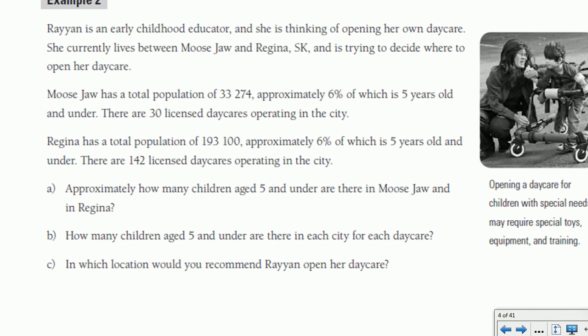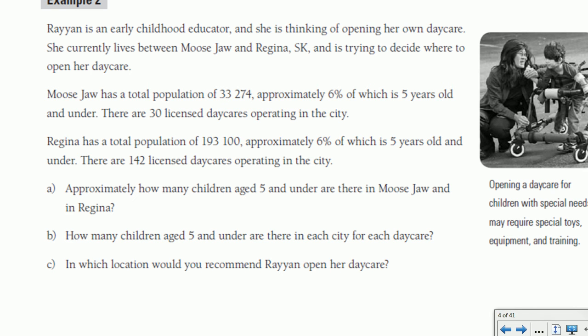So in this scenario, we have somebody looking to open up her own daycare. She currently lives between Moose Jaw and Regina, Saskatchewan, and is trying to decide where to open her daycare. Moose Jaw has a total population of 33,274, approximately 6% of which is 5 years old and under. There are 30 licensed daycares operating in the city. And Regina has a population of 193,100, approximately 6% of which is 5 years old and under, and there are 142 licensed daycares operating in this city.